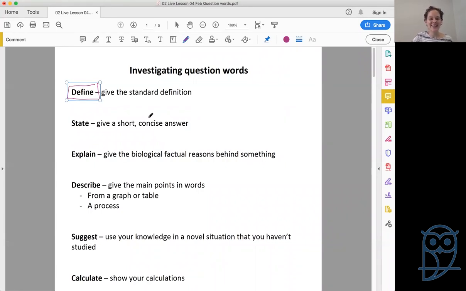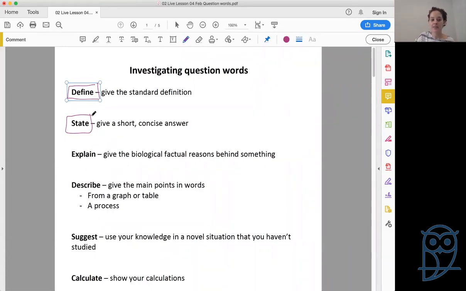Okay, so next one, state. In this case, you're asked to state something. State what is. State the type of. Here you're just looking for a short, concise answer. State where this is found. State what the function is of that. We don't want to explain, we don't want to describe, we just want to say the function is XYZ.